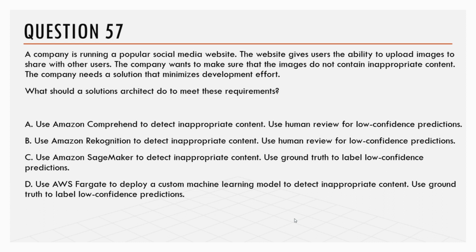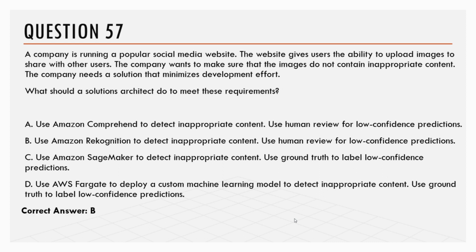Use Amazon Comprehend to detect inappropriate content. Use human review for low confidence predictions. Option B. Use Amazon Rekognition to detect inappropriate content. Use human review for low confidence predictions. Option C. Use Amazon SageMaker to detect inappropriate content. Use Ground Truth to label low confidence predictions. Option D. Use AWS Fargate to deploy a custom machine learning model to detect inappropriate content. Use Ground Truth to label low confidence predictions.